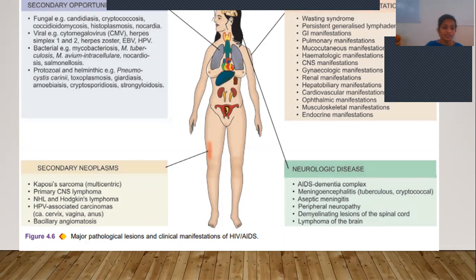It includes Kaposi sarcoma, primary CNS lymphoma, Hodgkin lymphoma, HPV associated carcinoma, as I said, that we can see in cervical cancer. So in cervical cancer, the etiological agent is HPV virus that we have seen in secondary opportunistic infections. So because of that, again, there is a chance of getting these neoplasms and bacillary angiomatosis. So these are the different neoplasms.